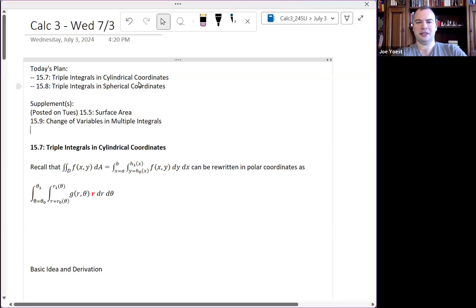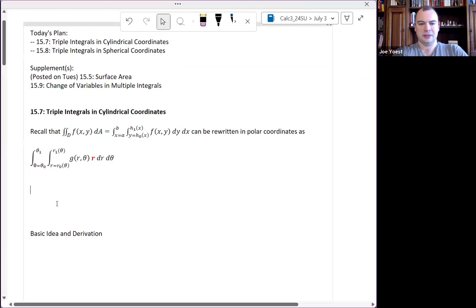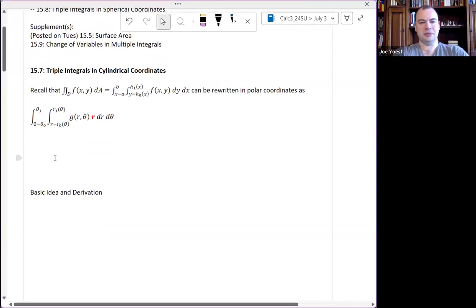Okay, so welcome back. Like I mentioned, today's plan is to cover triple integrals and cylindrical and spherical coordinates, the analog to double integrals and polar coordinates that we saw earlier in chapter 15. So let's think back to double integrals and polar coordinates, and we're going to quickly remember a couple of details and work through a bit of the derivation, because that'll give us a nice jumping off point for the next topics.